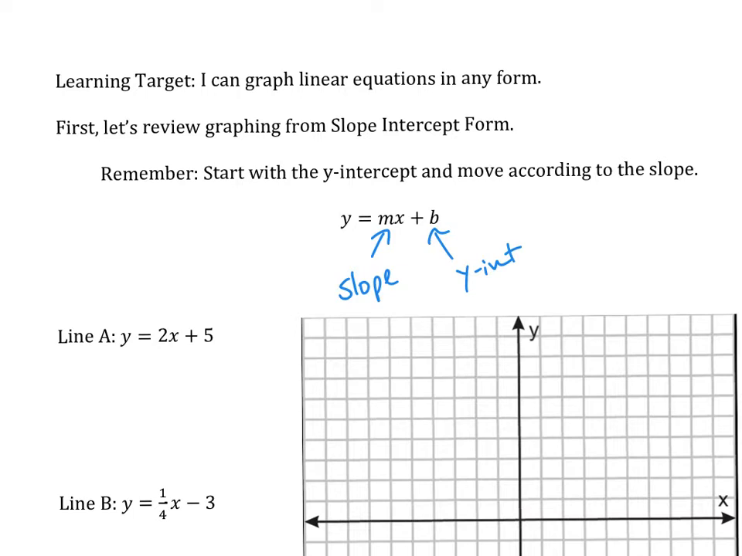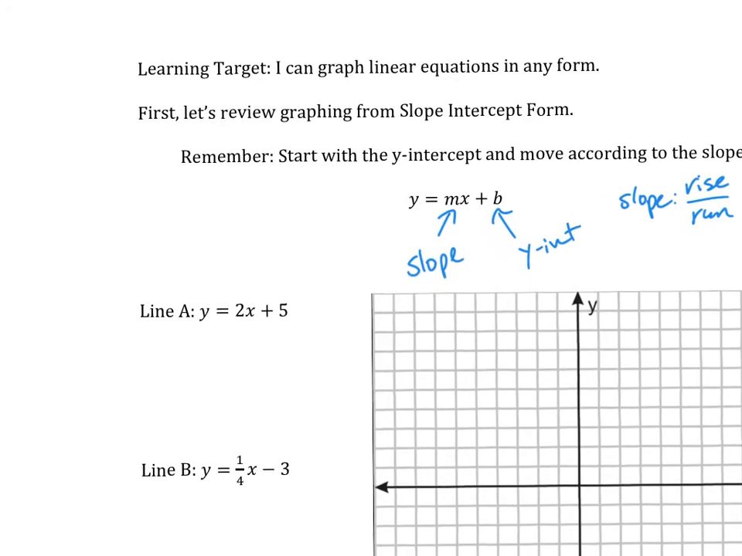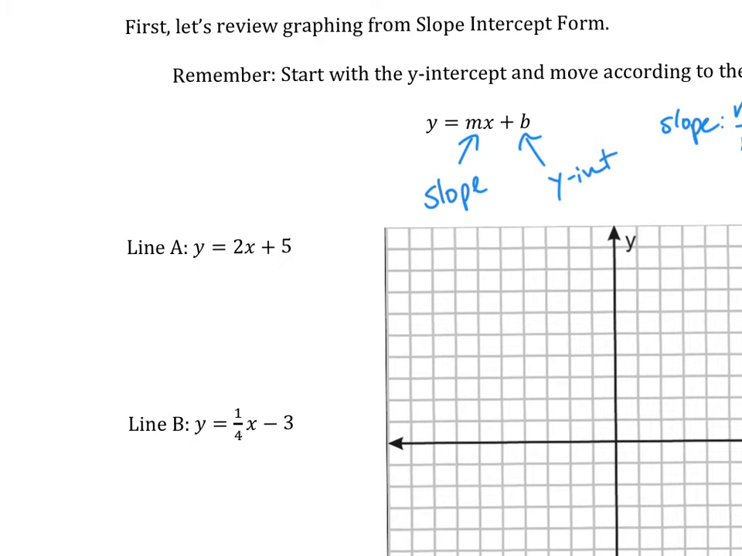Also remember that slope is equal to rise divided by run. So how much we're going to go up or down divided by how much we're going to go to the left or right. Okay, so let's graph line A, and we'll graph this one in blue. It might be helpful for you to use different colors as well, but I will also label them.